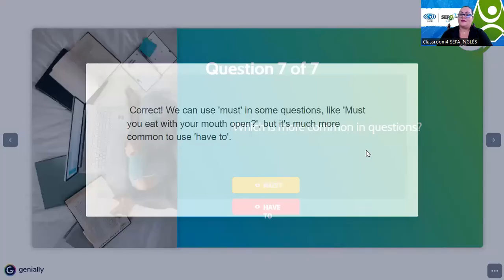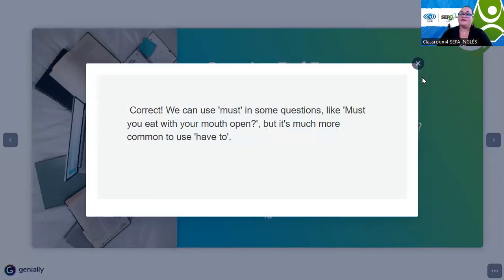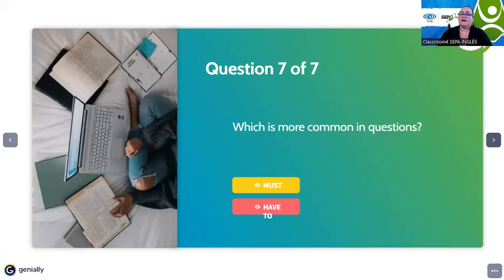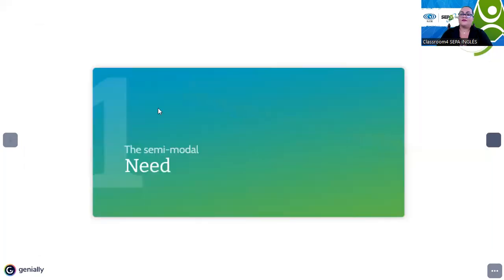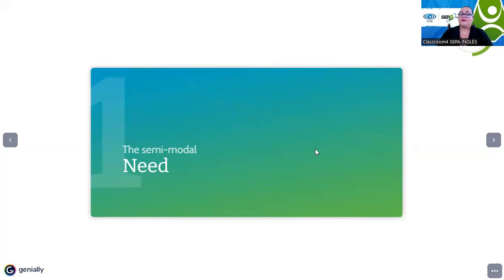Okay, this is the end of this activity. And we are going to move to the other step that is about the semi-modal need.